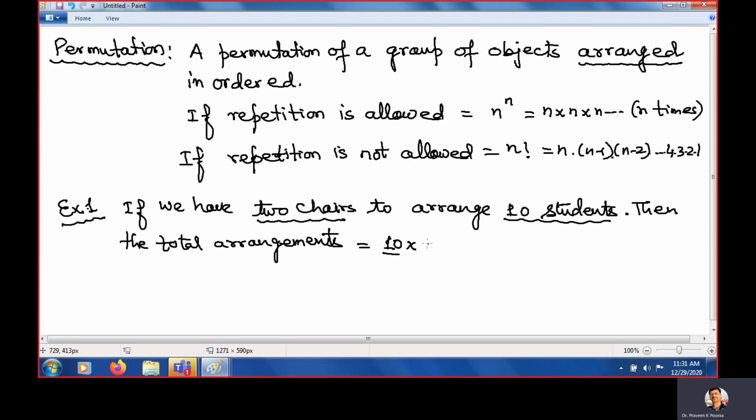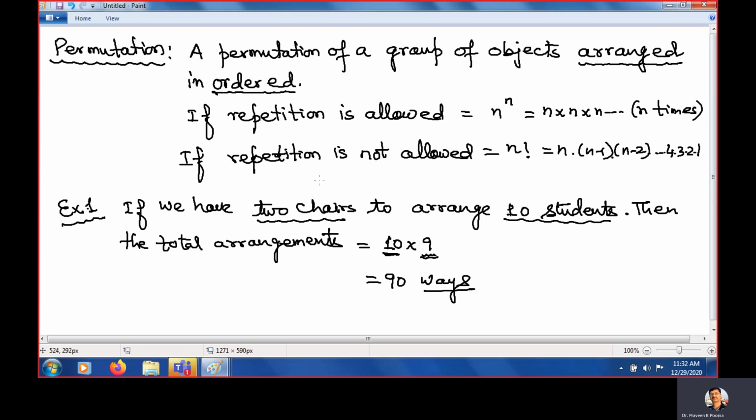So on the second chair, how many students can sit? 9. How many possibilities? Here 10 possibilities, because any student can sit, but one student has already sat here. So how many students remaining? 9. So how many ways are there? 90 ways are there to arrange 10 students on 2 chairs. Here order is important. Clear? Objects arranged in order.